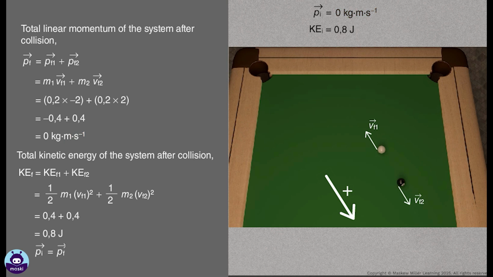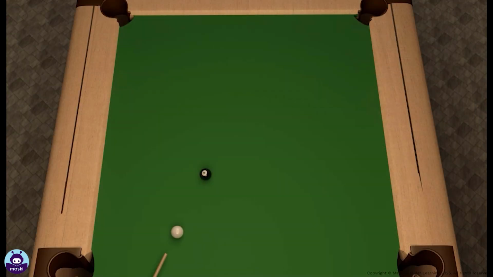Therefore, vector Pi equals vector Pf and KEi equals KEf. Hence, we can conclude from the above calculations that momentum and the kinetic energy of the system are both conserved in an elastic collision. Some other examples of elastic collisions are: a moving ball hits a stationary ball.